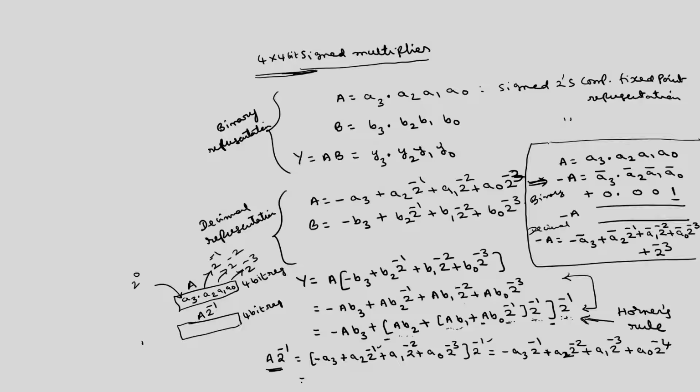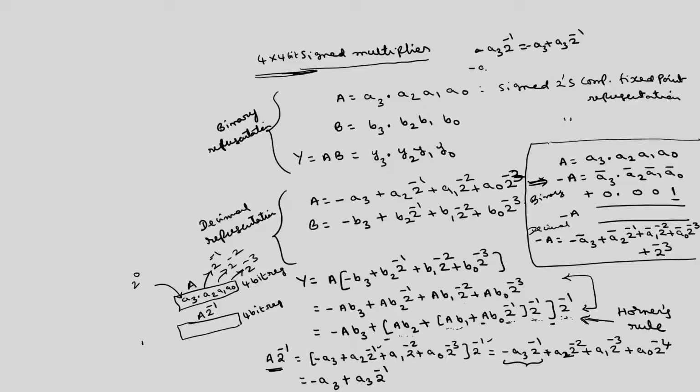That is why, if I write this in equivalent form, I will write this as minus A3 plus A3 2 raised to the power of minus 1. So, this single term I am going to write equivalent to this. We can easily verify that minus A3 2 raised to the power of minus 1 is equivalent to minus A3 plus A3 2 raised to the power of minus 1.